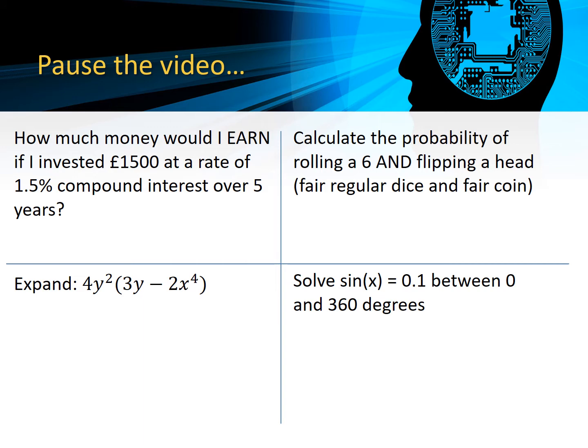So here we are. I've added in some different ones based on people's requests. We've got an investment question: compound interest over 5 years. Notice it says how much money would I earn. So I don't want to know exactly how much there is in the account at the end, but the difference between what I start with and what I end with. We've got the probability of rolling a 6 and flipping a head, with a regular 6-sided dice and a regular fair coin. Expanding out some brackets, and again solving a trig equation. I've left that in there because it's something that people are finding tricky, so the more we do, the better we'll get. Pause the video, answers will appear shortly.